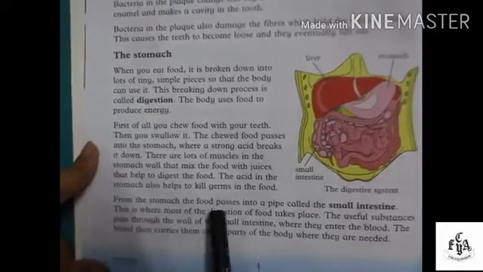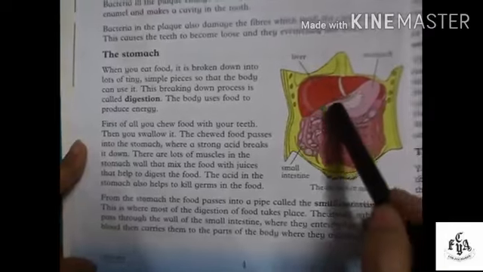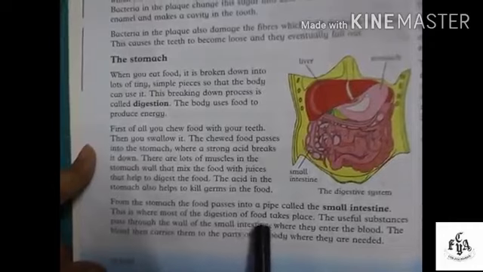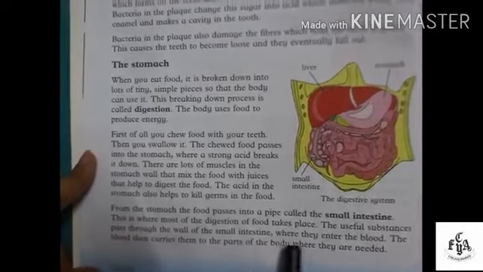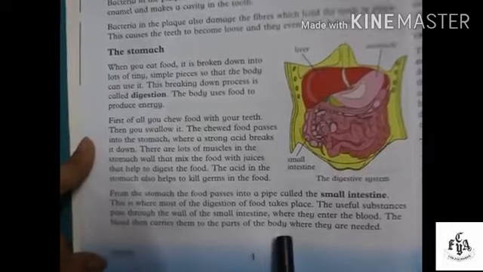From the stomach, the food passes into a pipe called the small intestine. This is where most of the digestion of food takes place. The useful substances pass through the walls of the small intestine where they enter into the blood, and the blood can carry them to the parts of the body where they are needed.